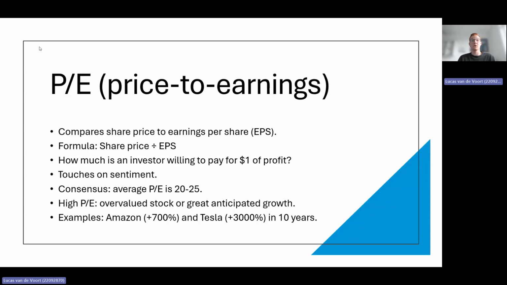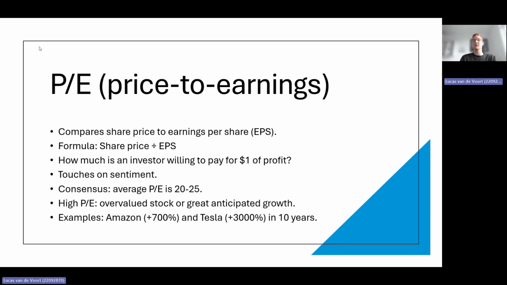For example, a high PE ratio could mean a number of things that are actually quite the opposite of each other. It could mean that a company is overvalued, because the general consensus is that the average PE ratio of a company is between 20 and 25. So if it's a lot higher than that, the company would be overvalued. But it's not as simple as that, because it could also mean that investors anticipate great future growth.